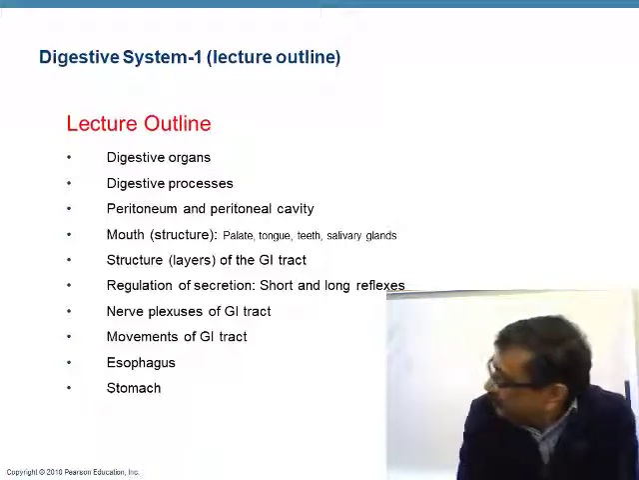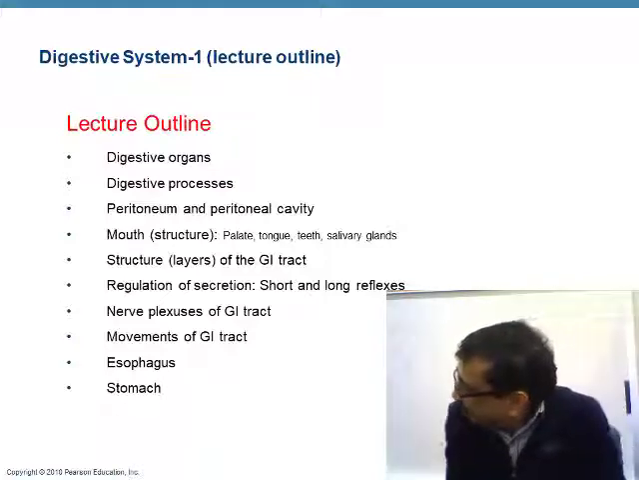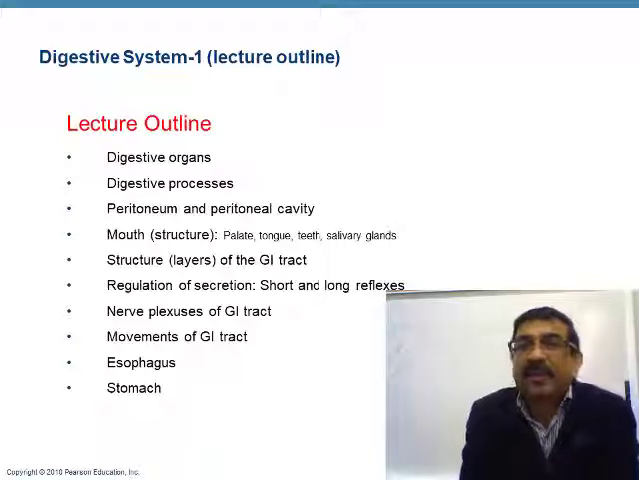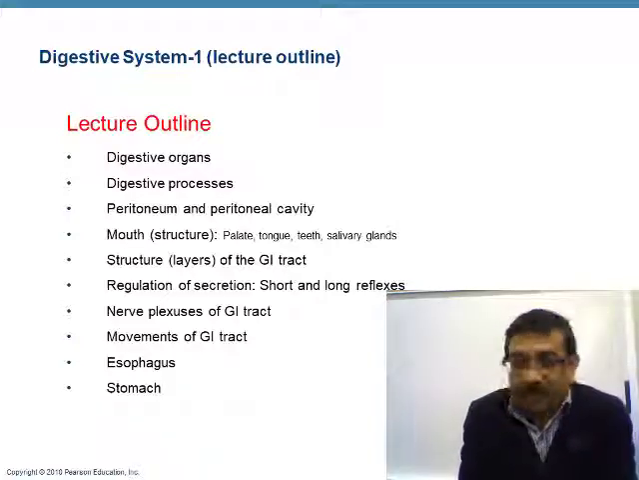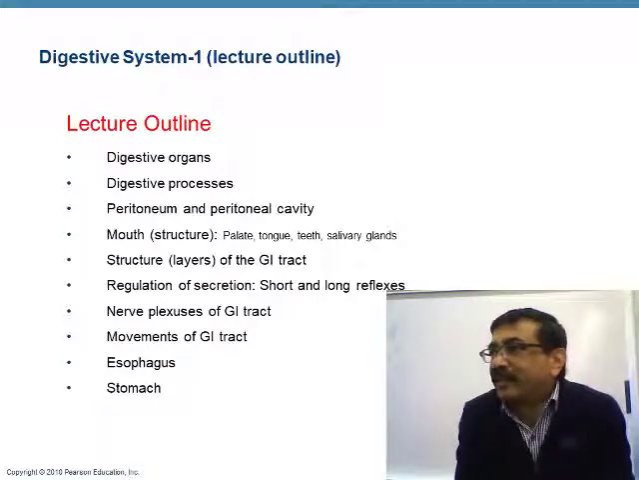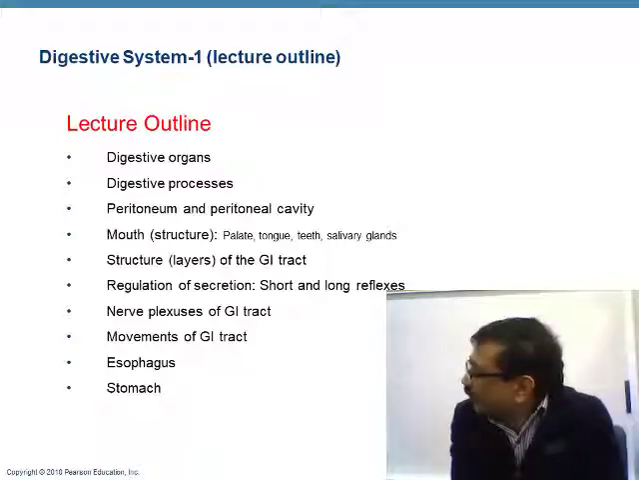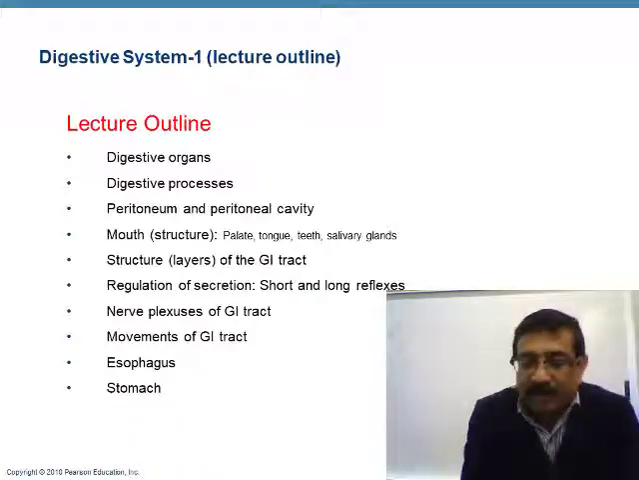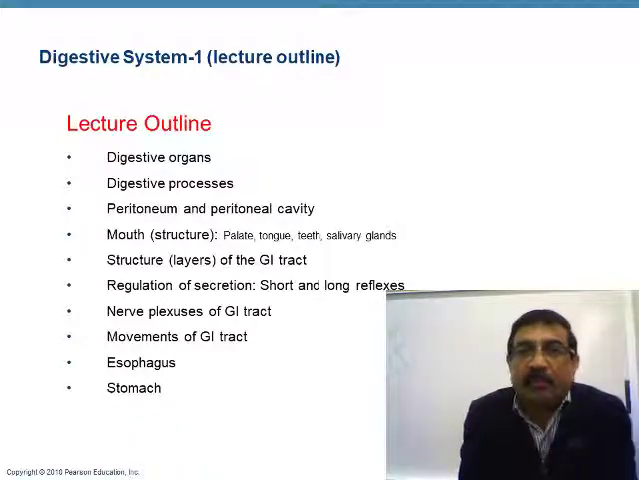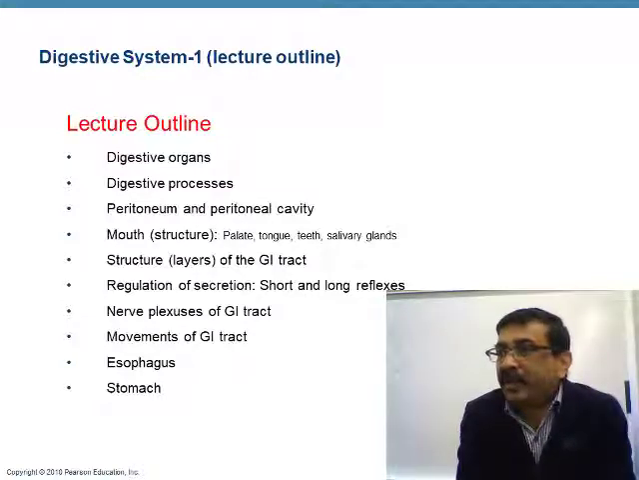First, we'll see the parts of the digestive system. Then we'll talk about the processes that take place in the digestive system. Then we'll talk about the peritoneum and the peritoneal cavity.